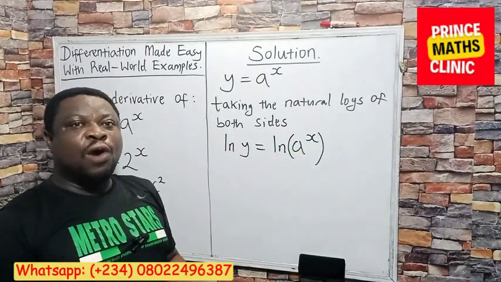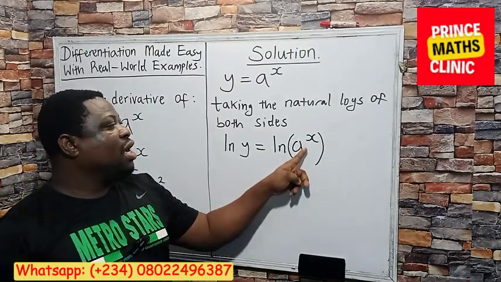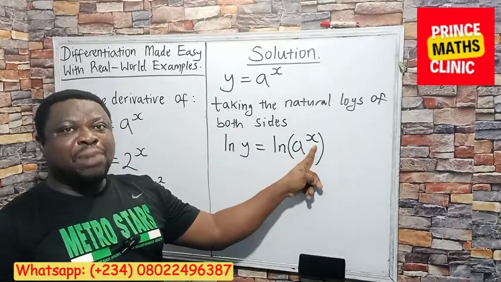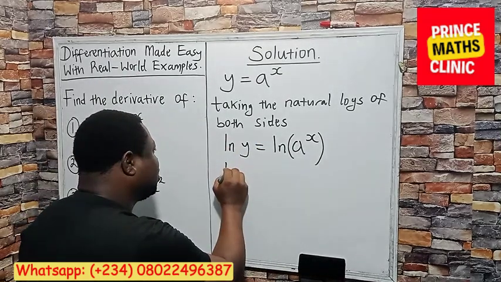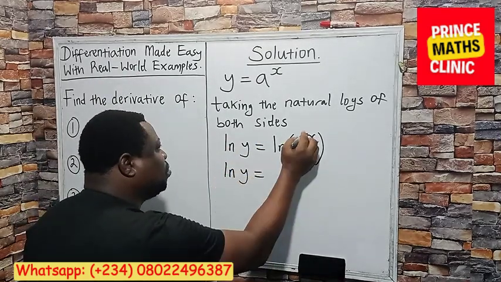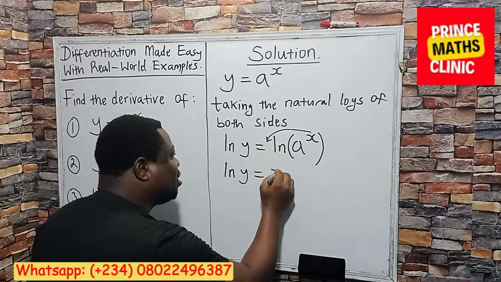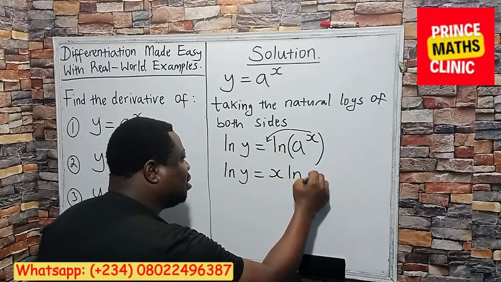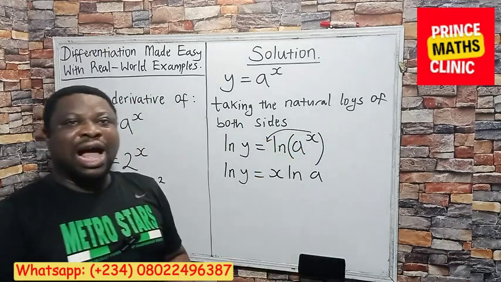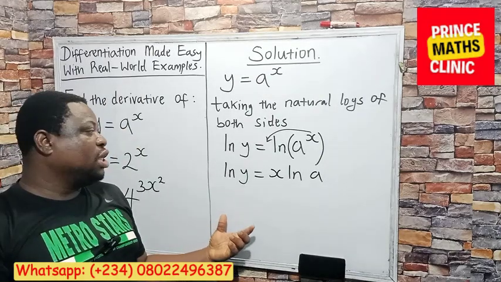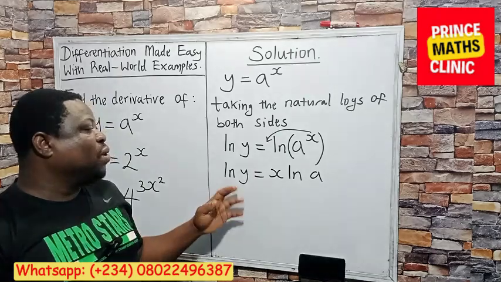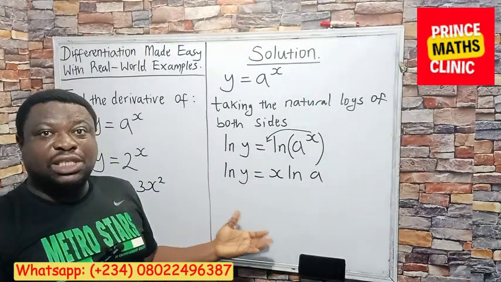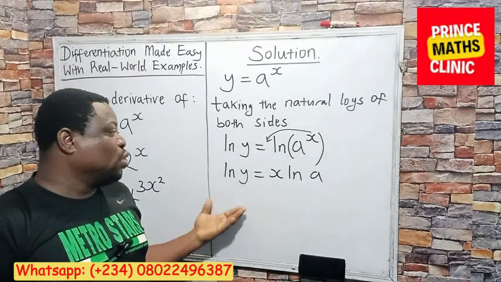Then we'll now apply the law of logarithm that says if a log is carrying a power, that power will now multiply the log. So here it will look like this: ln y becomes x ln a. So at this point we can now differentiate both sides. Now this is a mixture of both x and y, so we are going to use implicit differentiation to do this.